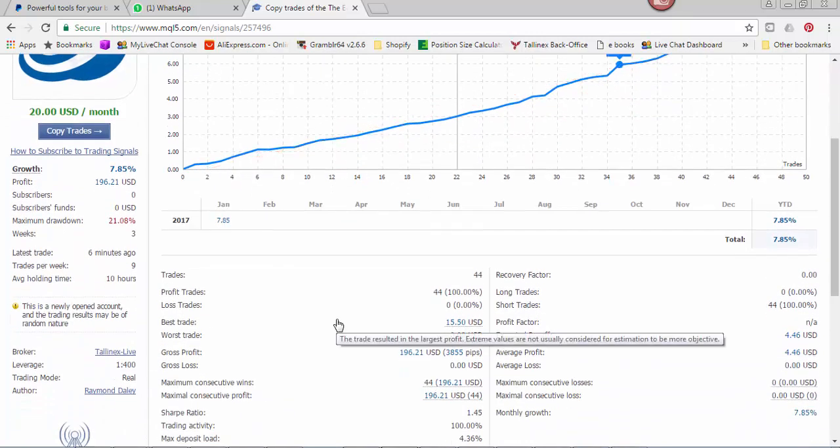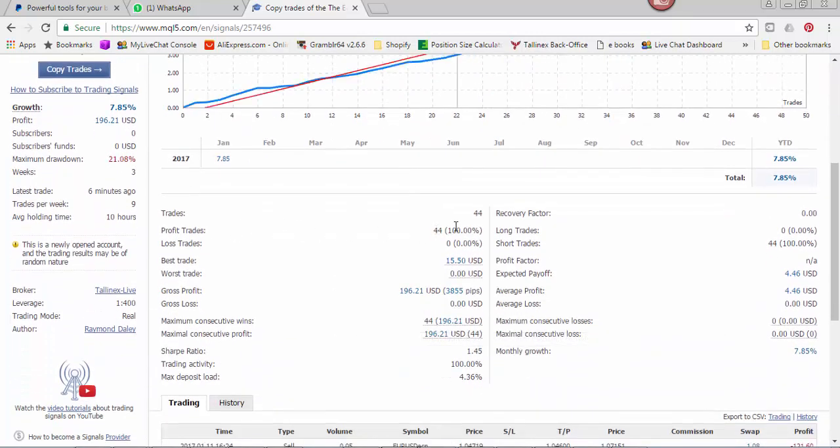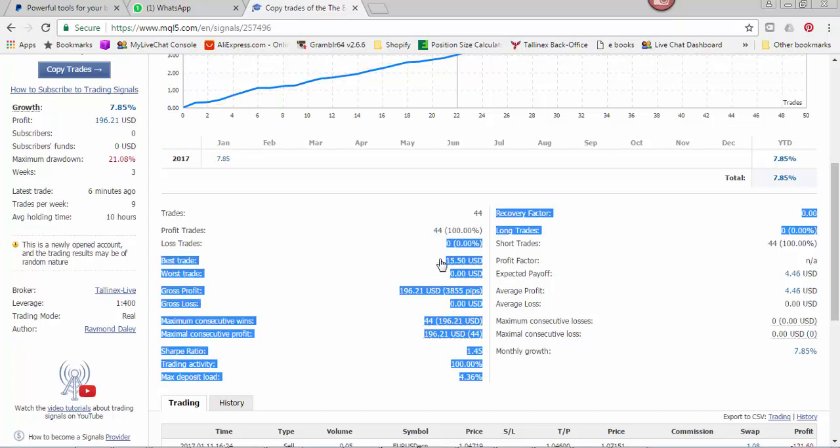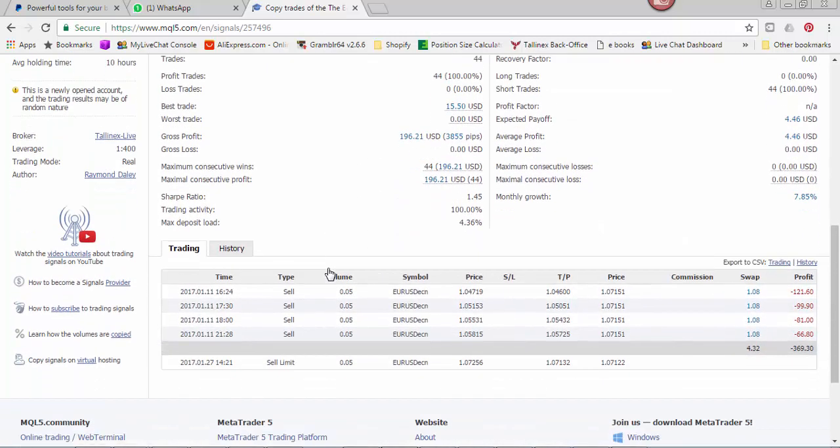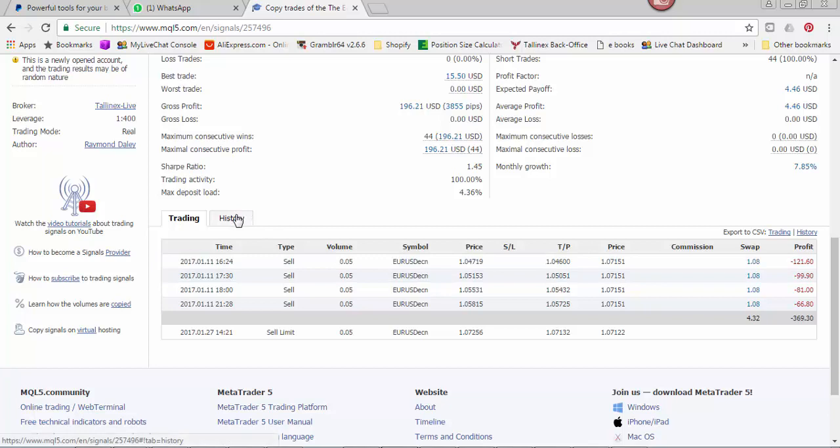And to date, I am actually up 7.85%. Now, if you also notice, we did 44 trades, no losses. My best trade is at $15.50, and currently gross profit is at $196.21.